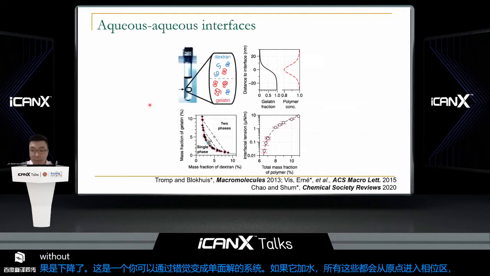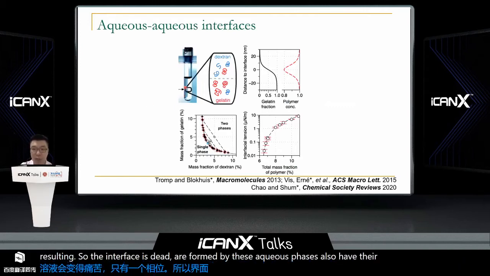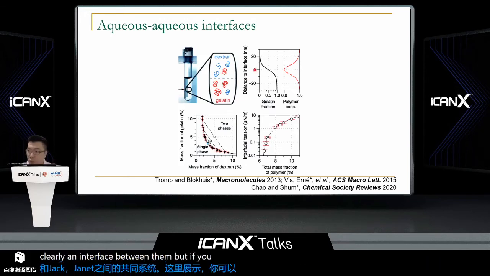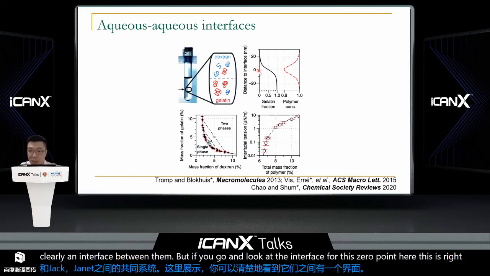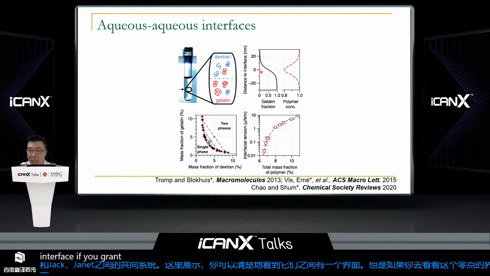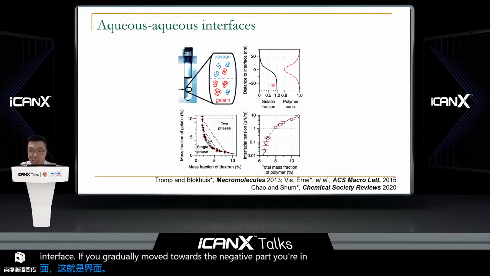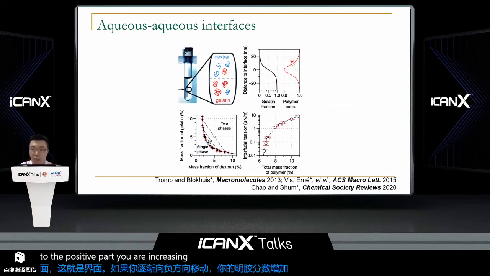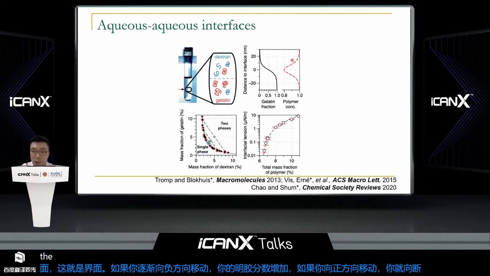So the interfaces that are formed by these aqueous phases also have very special properties. For example, a common system is between dextran and gelatin, as I'm showing here. You can see that there's clearly an interface between them, but if you go and look at the interface, at this zero point here, which is right at the interface, if you gradually move towards the negative part, you're increasing in the gelatin fraction. And if you move to the positive part, you're increasing in the dextran fraction. Therefore, there is a concentration gradient, and in the background, of course, you have water as the solvent.